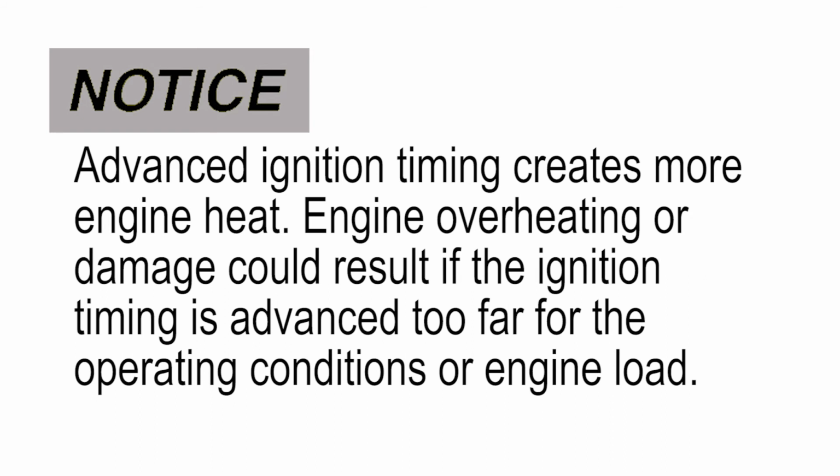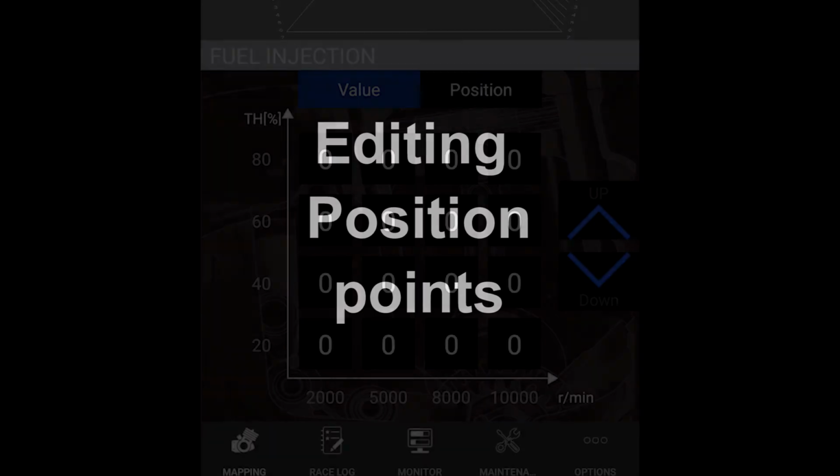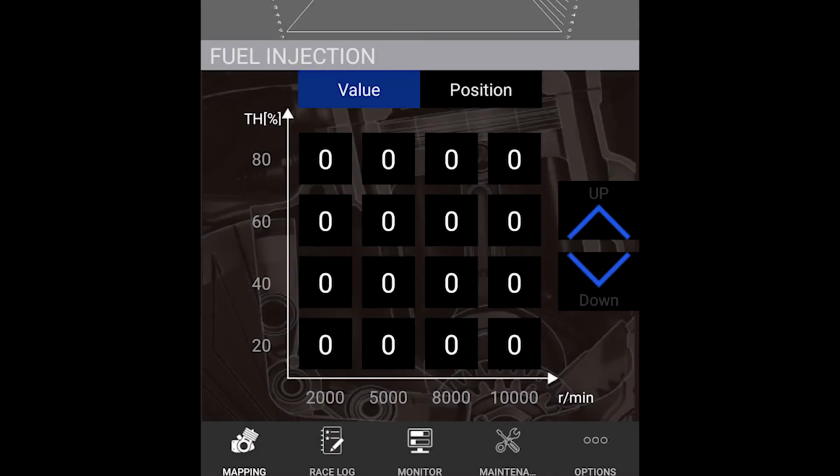Advanced ignition timing also creates more engine heat. Engine overheating or damage could result if the ignition timing is advanced too far for the operating conditions or engine load. The default position points for both fuel injection and ignition maps are 20, 40, 60, and 80% for throttle opening, and the engine speed points are 2,000, 5,000, 8,000, and 10,000 RPM.